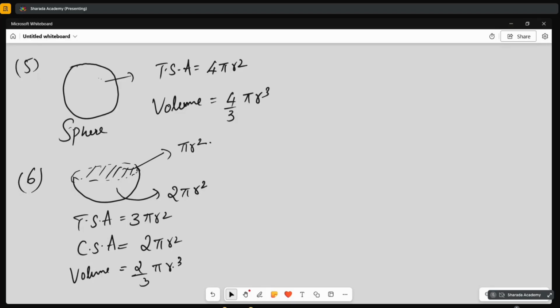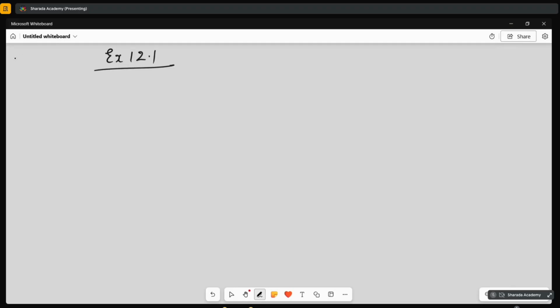Why is it 2/3 pi r cube? Because half of the sphere volume is 4/3 pi r cube, half of that will be 2/3 pi r cube. Okay. What is there to learn? Exercise 12.1, page number 166.